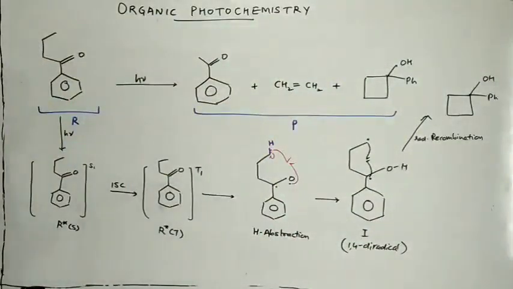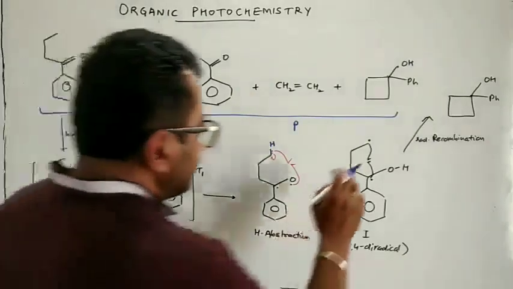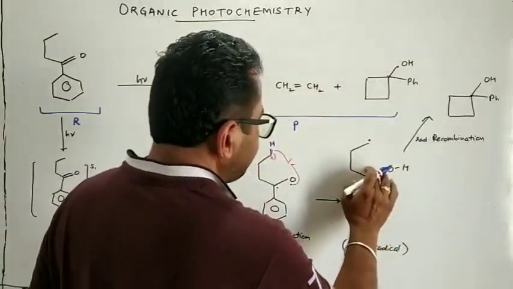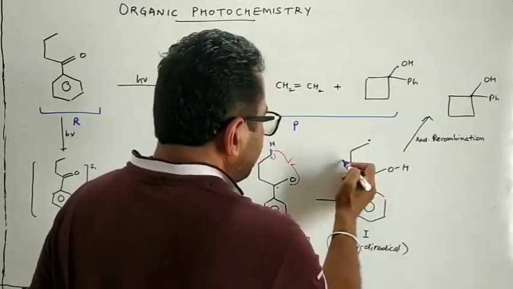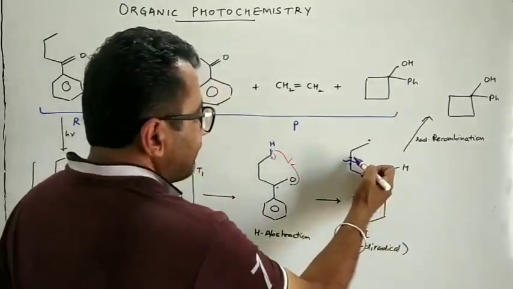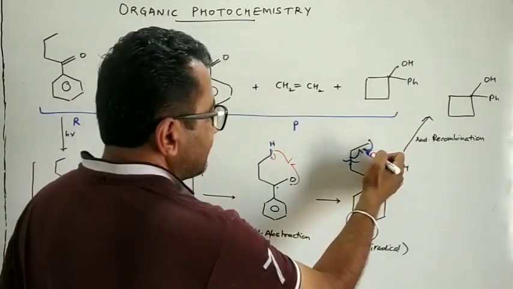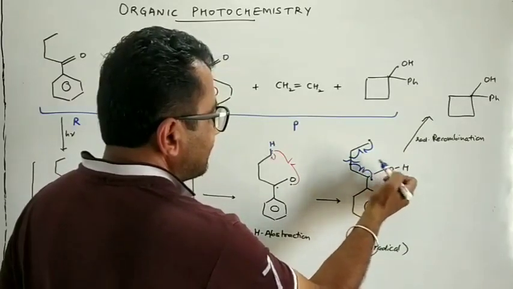So whenever there is a 1,4 radical, there are chances that they recombine to give the product. Second thing is there is a cleavage of carbon-carbon bond. So just removing these to show the cleavage. So the cleavage of this bond: there are two electrons. One electron moves here, this electron moves here, and we get a double bond. This electron moves here and this electron moves here.